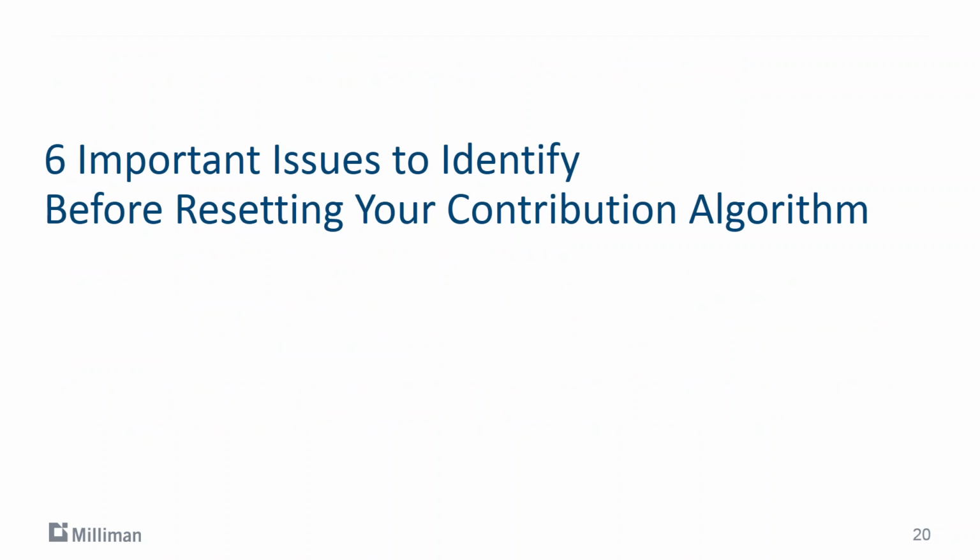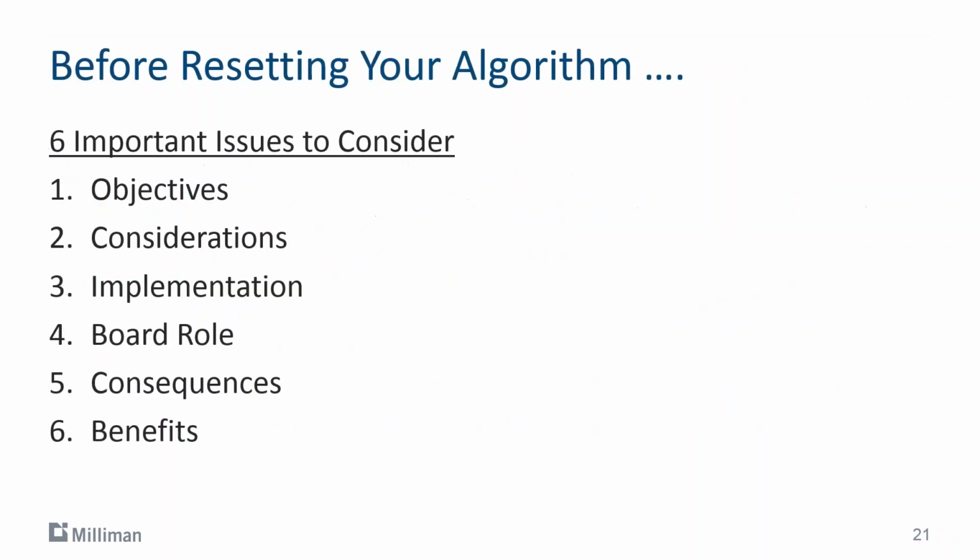Okay, so now we're going to identify the important issues, ideally before you go through this process of resetting your contribution algorithm. The 6 areas that we've identified here are objectives, considerations, implementation, board role, consequences, and benefits. And we'll go through each one of these individually.